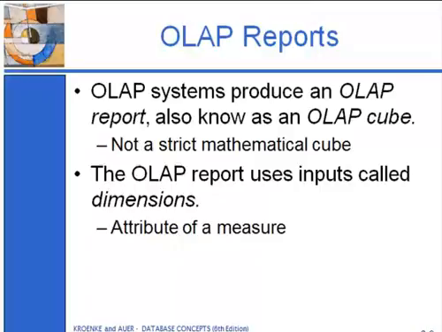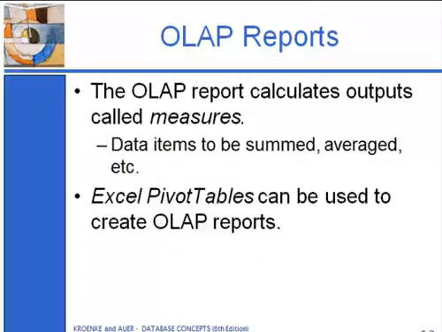Please be sure to note that this is not a cube by the strict mathematical definition of 3 equal sides. It's called a cube because it is multidimensional. It can have many more than 3 dimensions. OLAP cubes are composed of dimensions, which are attributes of measure. Measures are facts, typically numeric data items that are summed, averaged, and so on.